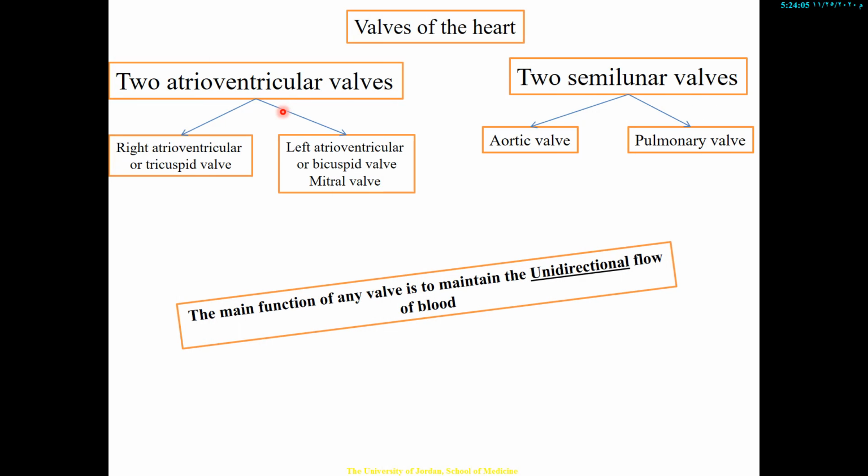The main function of all valves in our body is to maintain a unidirectional flow of blood. Unidirectional means blood coming from the right atrium should not ever go back to the right atrium from the right ventricle. It should flow from the right atrium towards the right ventricle, no backward flow. This is the job of the valves.